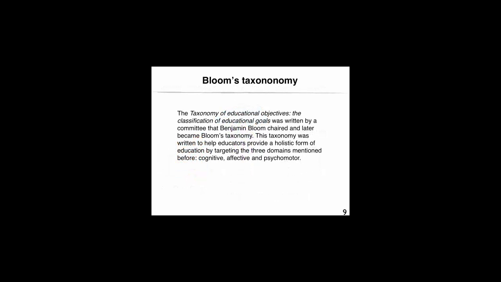Learning objectives are usually written using Bloom's taxonomy, the taxonomy of instructional or educational objectives. It was written by a committee that Benjamin Bloom chaired and later became known as Bloom's taxonomy. This taxonomy was written to help educators provide a holistic form of education by targeting the three domains mentioned before: cognitive, affective, and psychomotor.